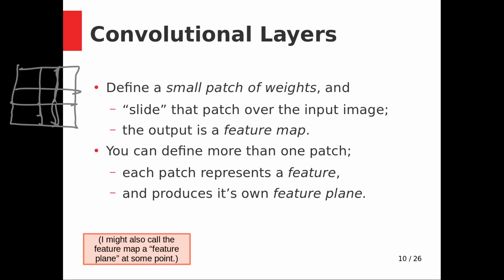But we have this little patch of weights, and instead of a fully connected thing that connects all of the pixels in a layer to an individual output neuron, we have this little patch. This little patch is going to connect a specific region of the input image to one unit in the output, right?